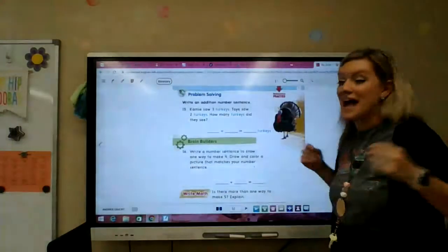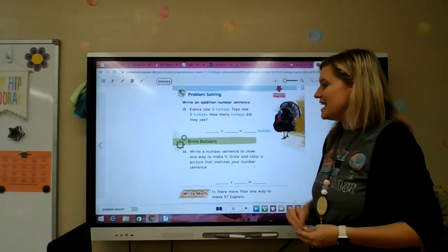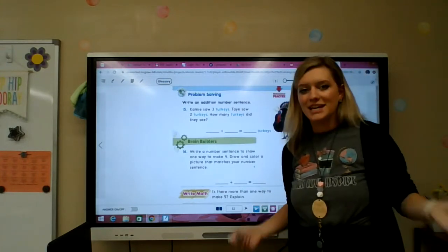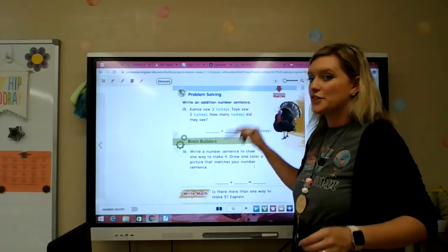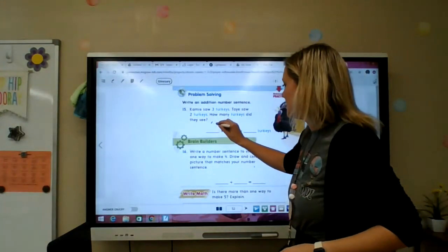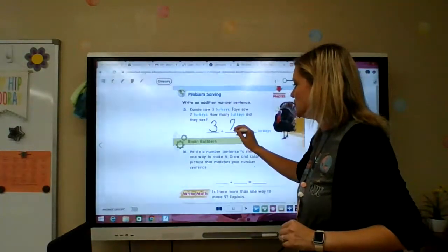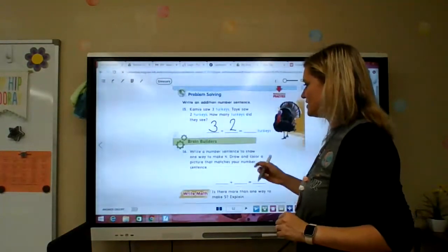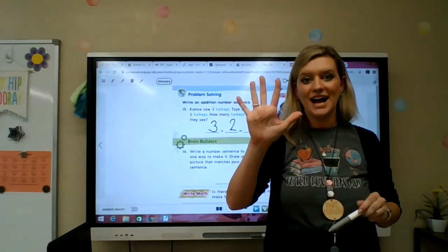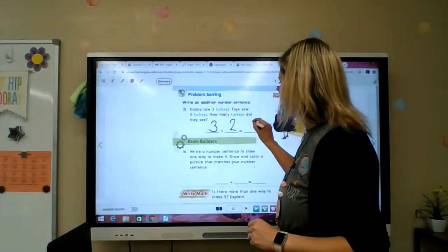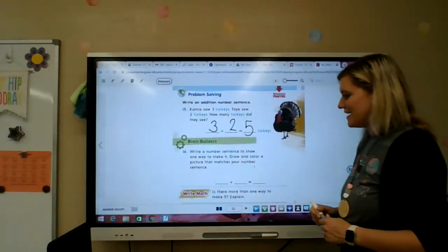So, the top problem has a turkey on it. Cammie saw 3 turkeys. Tay saw 2 turkeys. How many turkeys did they see all together? So, Cammie saw 3. Tay saw 2. How many did they see all together? Well, if I have 3 and I count on 2 more, 4, 5. They saw 5 turkeys all together. Awesome.